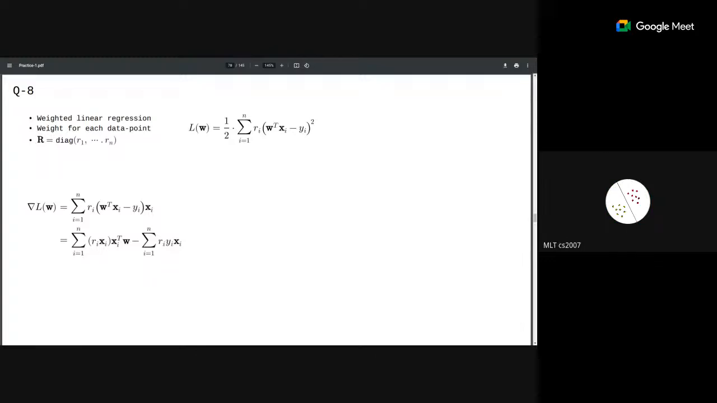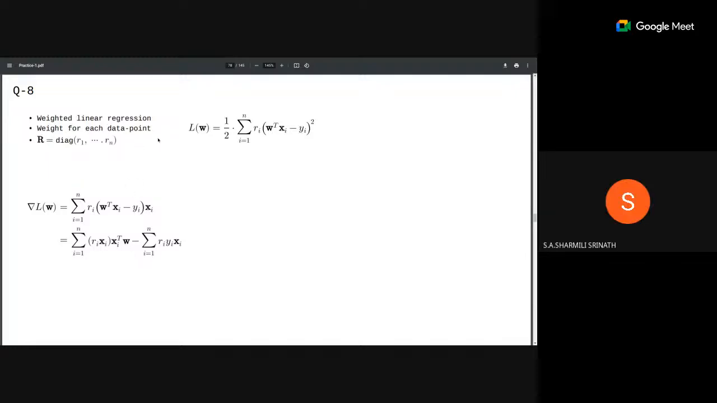See, when you say weighted linear regression, what I mean is the weights are applied only for the loss function. The weights are only for the loss function, not for the actual model. So the model is still W transpose x. Ri is the importance of the ith data point when it comes to the loss computation. That is all. We shouldn't consider that with respect to the original model.